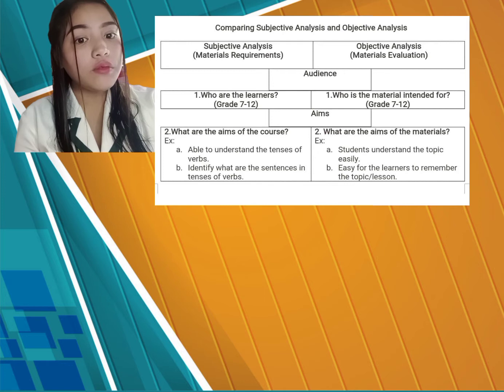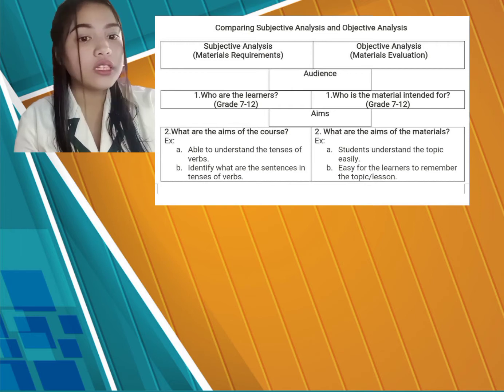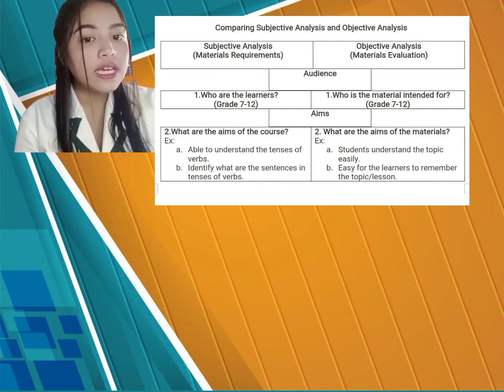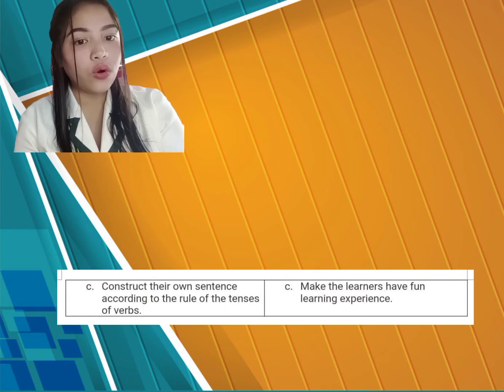What are the aims of the course? Example: A. Able to understand the tenses of the verbs. B. Identify what are the sentences in the tenses of the verbs. C. Construct their own sentences according to the rule of the tenses of verbs.